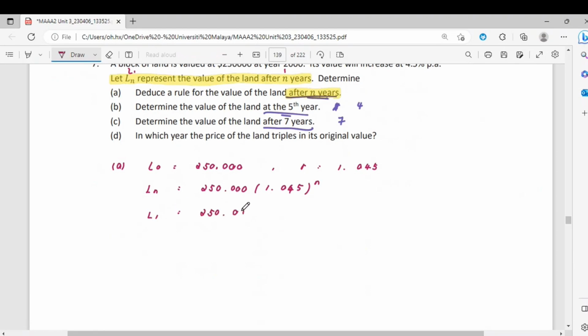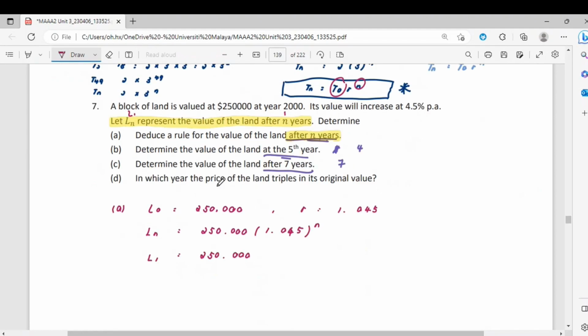Because the starting is 250,000 watt. If I want to find the value after 1 year, because L1 is after 1 year, so that's why I will try to substitute. Okay, I will try to multiply with 1.045 to get the value after 1 year. Okay, then from there, you are able to get $261,250. So which means in this case, it's all right as well if you write it as Ln equal to A R, because you are using A. So that's why your power must be having n minus 1.